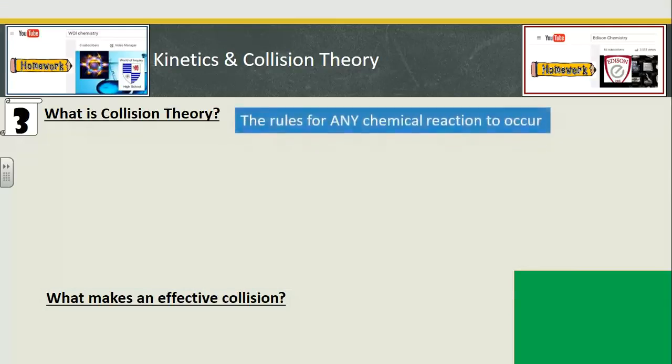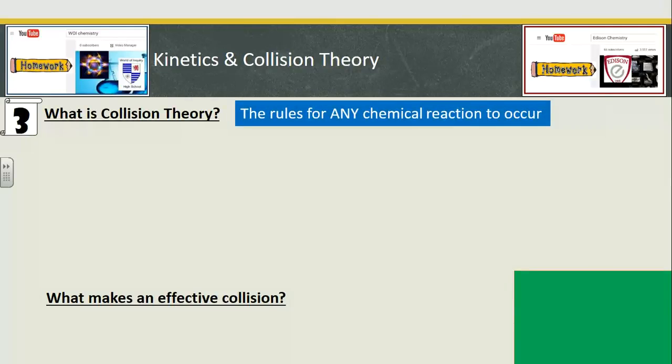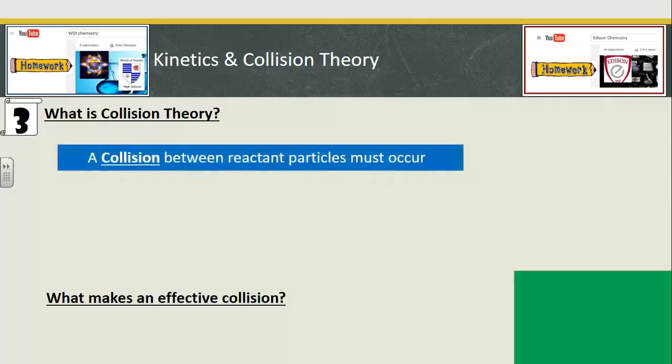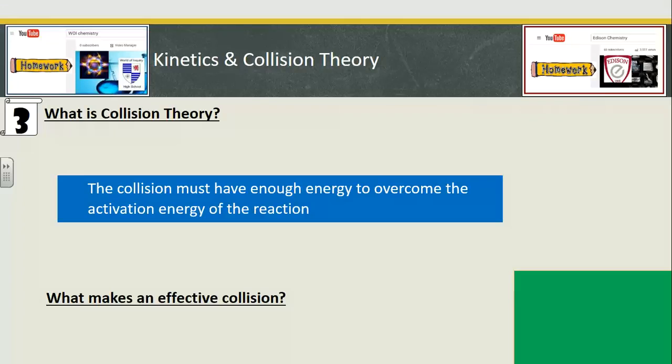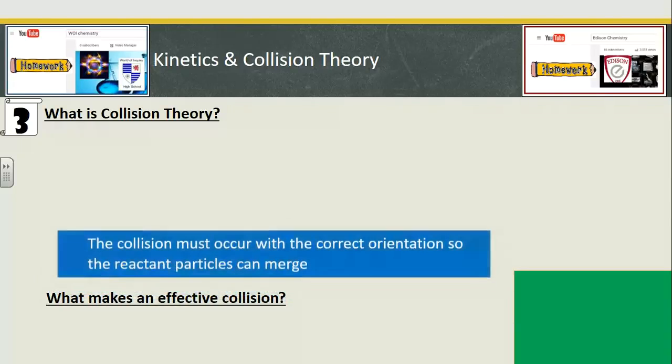What is collision theory? These are the rules for any reaction to occur. First, a collision between the reacting particles must occur. You can't have hydrogen and oxygen combining to form H2O if the hydrogen and oxygen don't first collide with each other at the atomic level. The collision has to have enough energy as well, because otherwise the atoms will just bounce off of each other. You have to have enough energy to overcome the activation energy of the reaction. Got to get up over the hump so that the products can form.